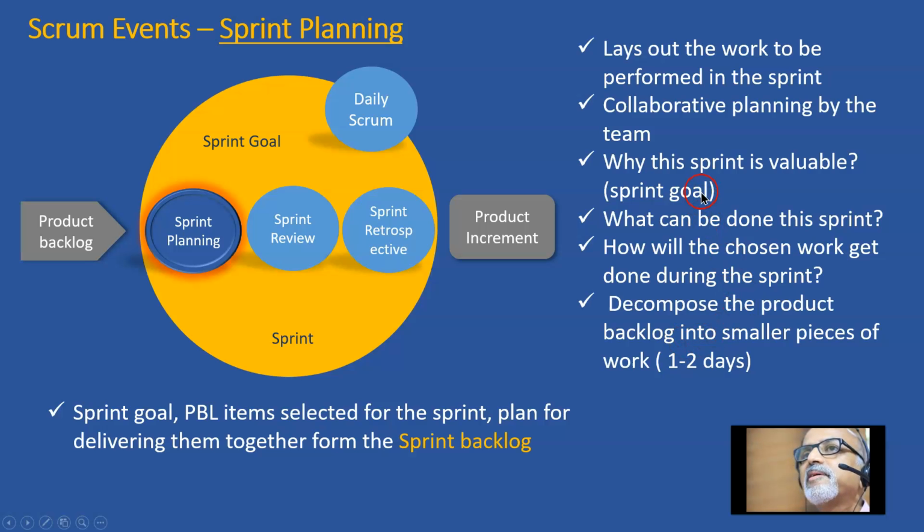The output of the sprint planning meeting is the sprint goal, the product backlog items selected for the sprint, and the plan for delivering them. All these things together form the sprint backlog.